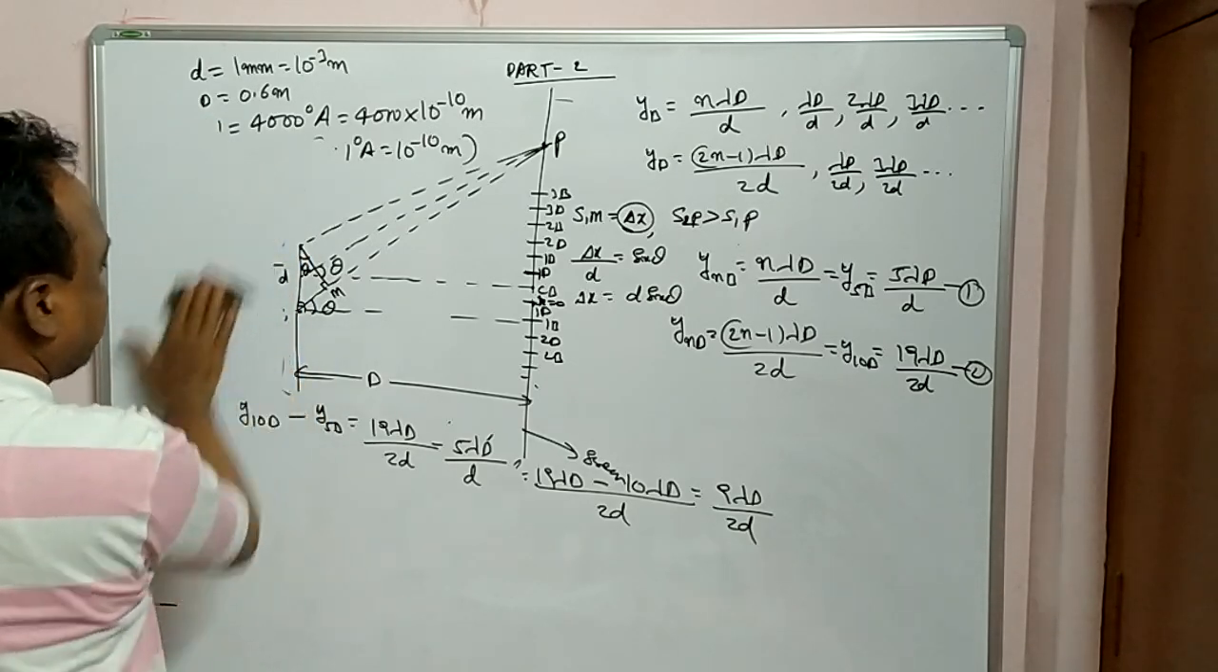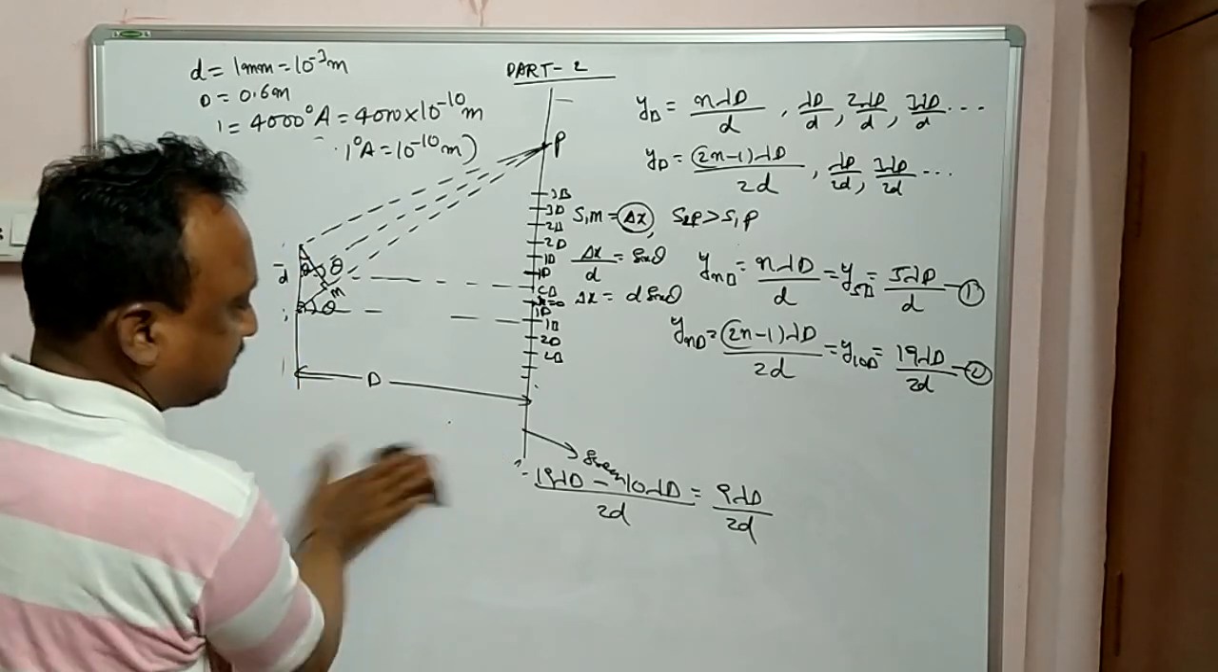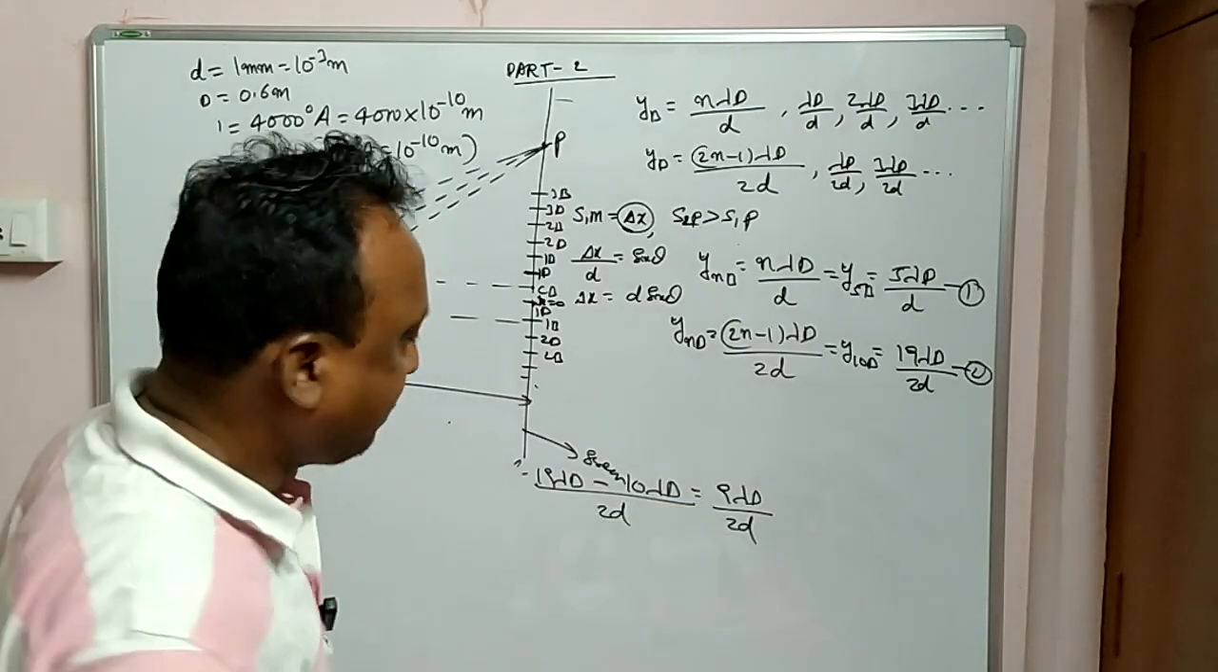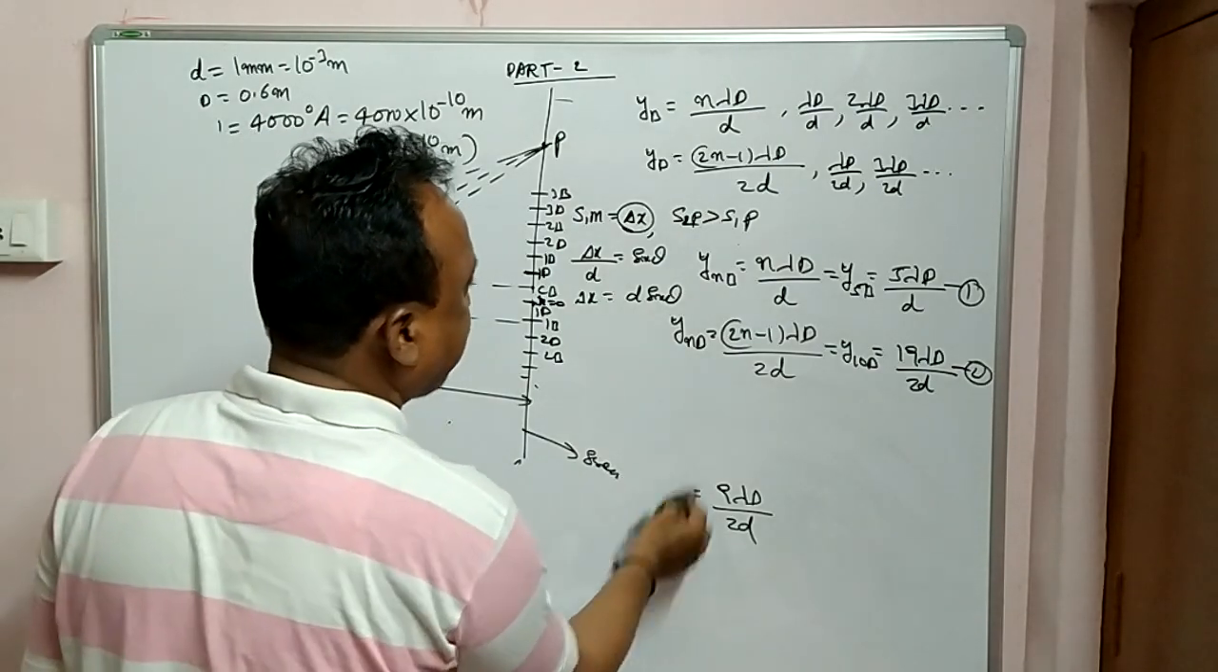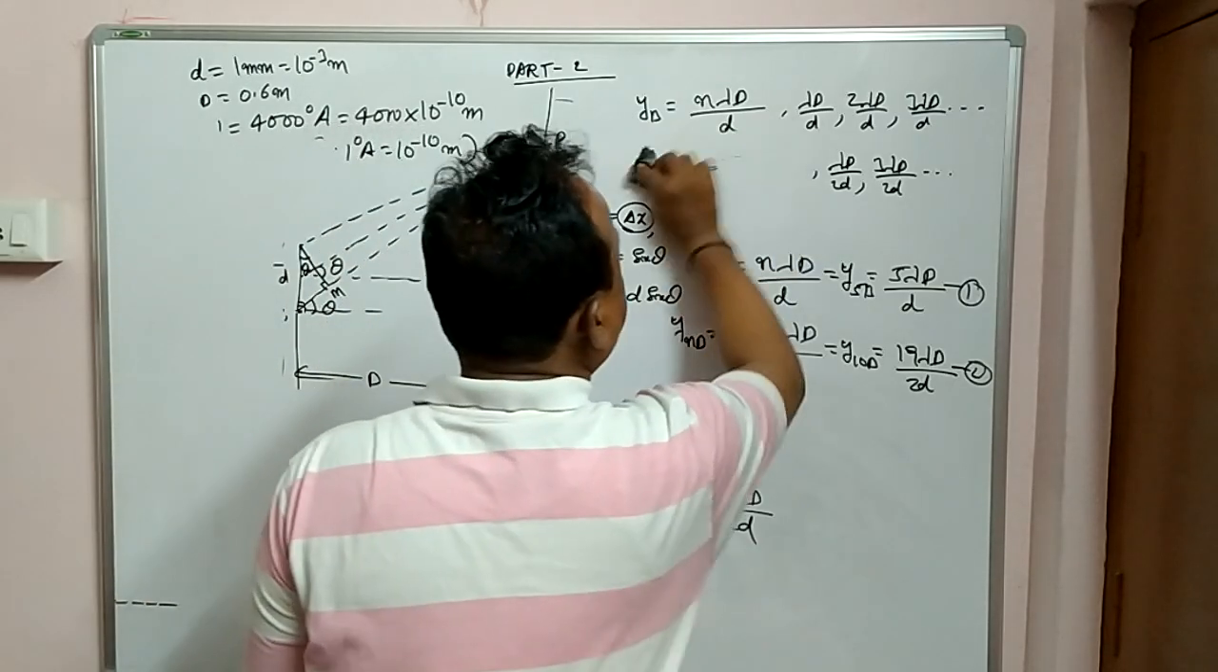Now we are getting the values. What value did we get? 9 lambda D by 2d. Now substitute the values, which are already given.